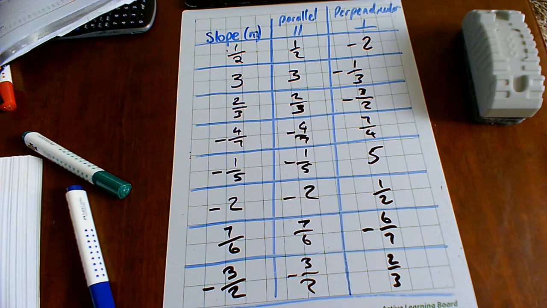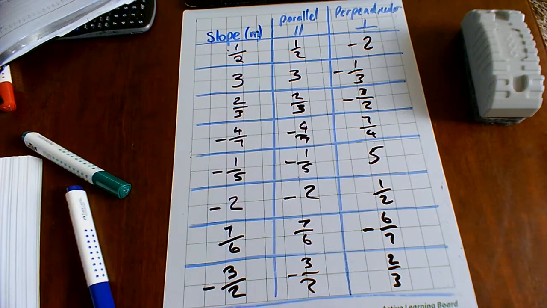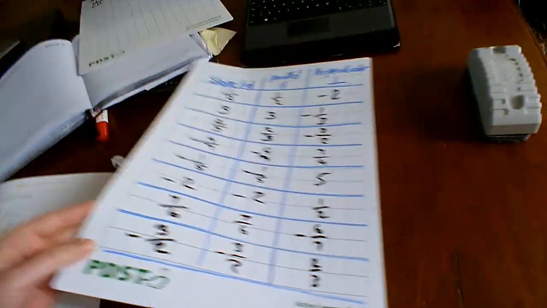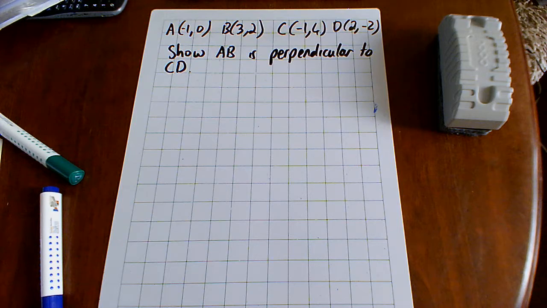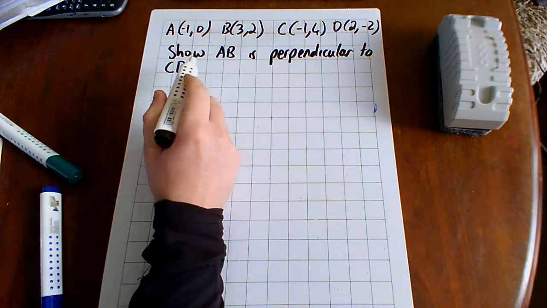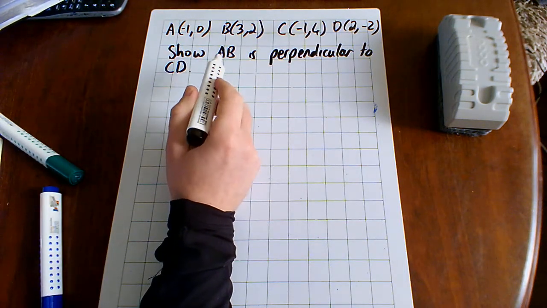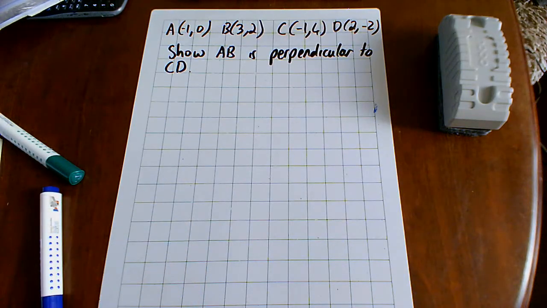Alright, so take down that table. That will give you an idea what parallel and perpendicular lines look like in terms of their slopes. And we're just going to do one example. Again, they could ask this in a number of different ways, so you mightn't see questions exactly like this. They give you 4 points. They say, show the line AB is perpendicular to CD.